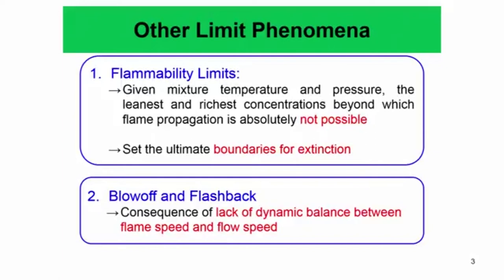And then blow off and flashback are essentially a lack of aerodynamic balance between flame speed and flow speed, but there are also some extinction and heat loss phenomena involved, as we will show later when we consider flame stabilization mechanisms in afterburners and scramjets. That will come later in more practical applications, and we will not consider blow off and flashback here. First we will consider the simple concepts of quenching distance and minimum ignition energy.